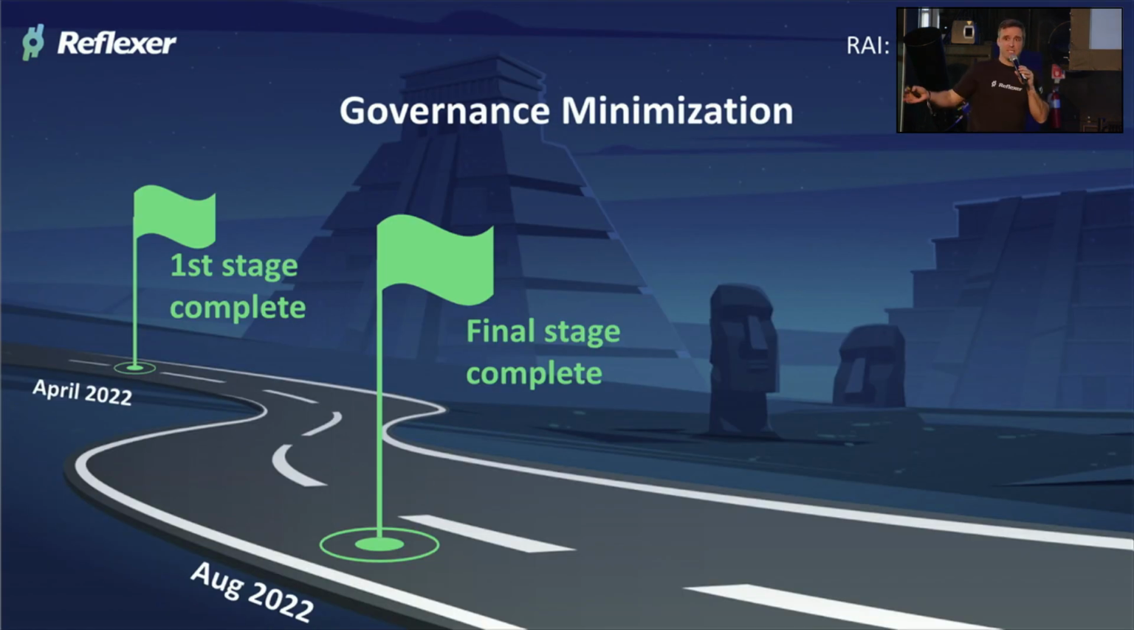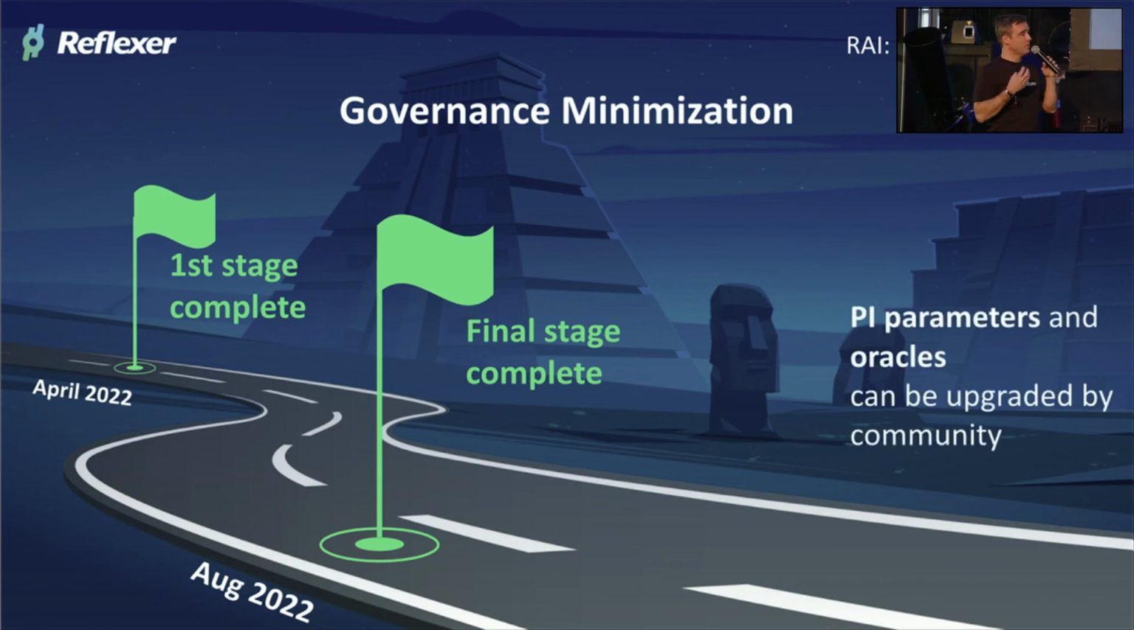Governance minimization. This is our timeline. We're minimizing it. We're freezing parameters. The first phase is in April. We don't want to have control. The second phase is in August. That's happening. What's going to remain ungoverned at that point will be the PI parameters and oracles.